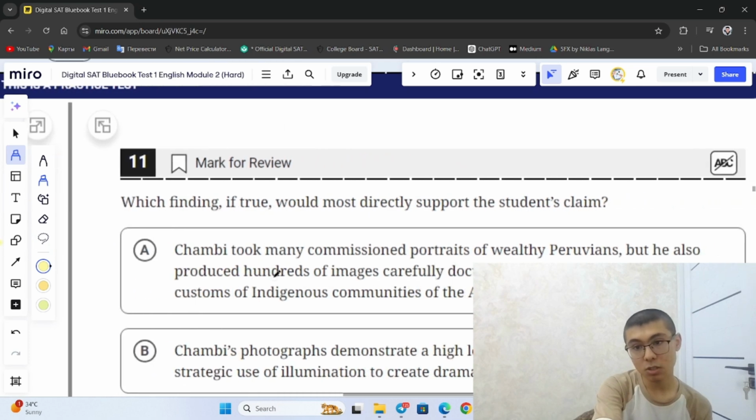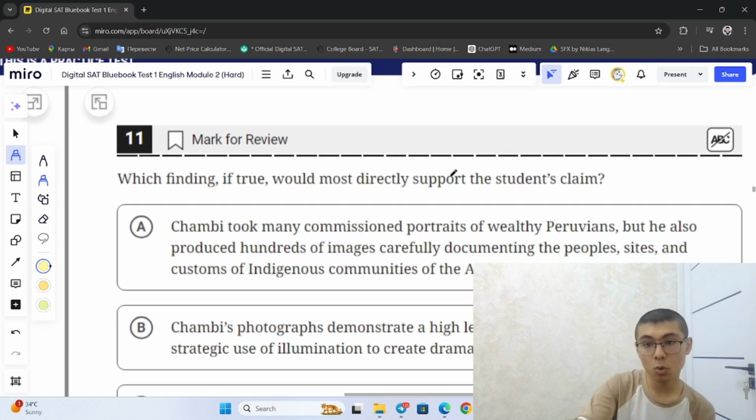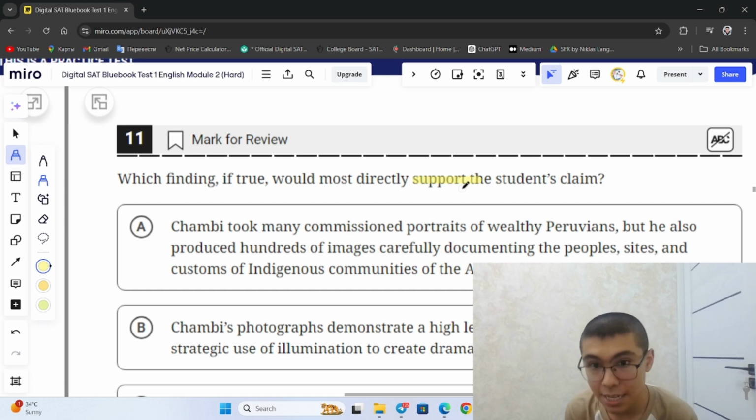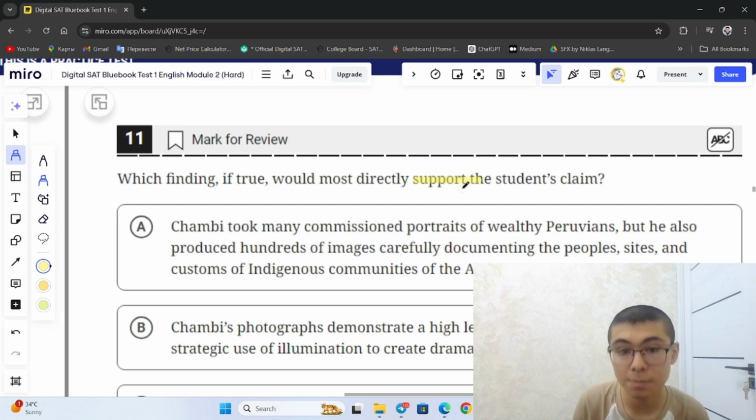Okay, let's have a look at the choices. Which one supports the claim? By the way, in some cases, you might have also weaken or undermine. So always read that. In this case, we have support. Chambi took many commissioned portraits of wealthy Peruvians, but he also produced hundreds of images carefully documenting the people, sites, and customs of indigenous communities of the Andes.